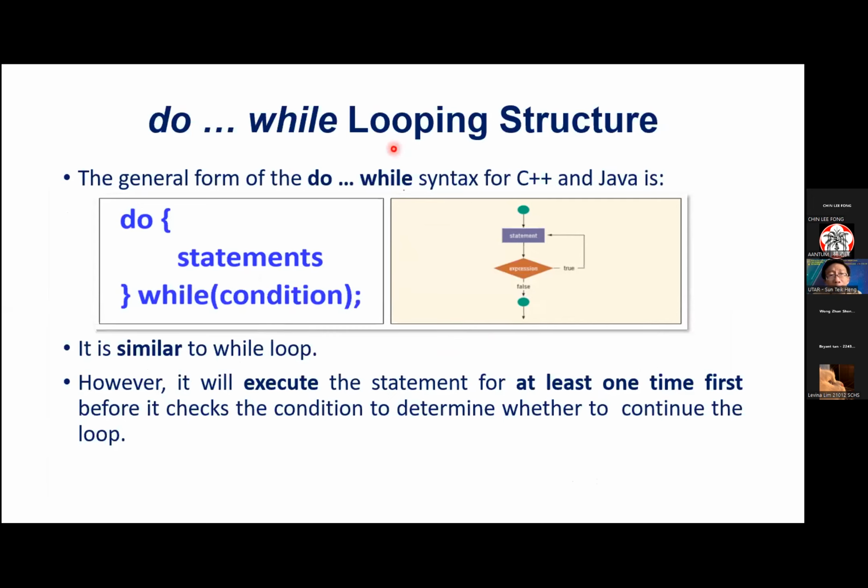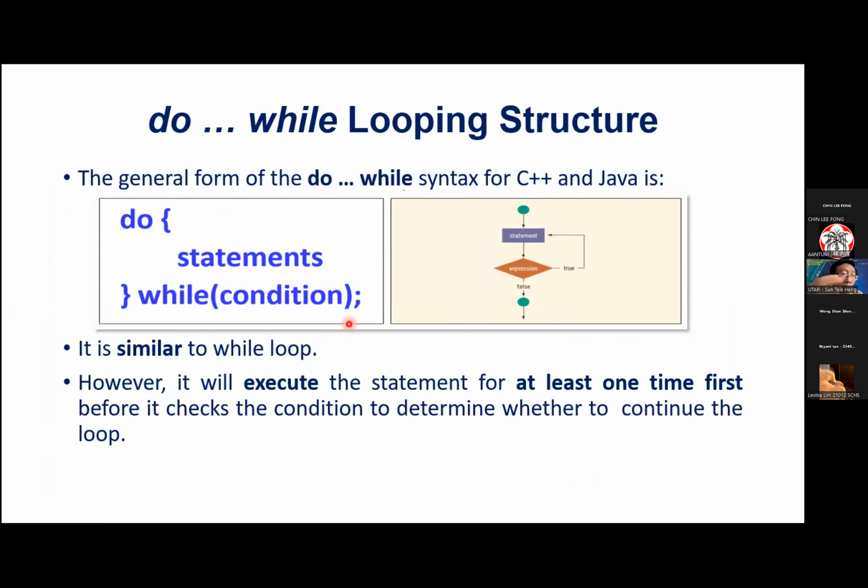Now, how about a do while loop? The difference between this while loop and the do while loop is that the do while loop will allow you to straight away execute the statements. After you have executed the statements, then only you check for the condition. So that's the difference between a do while loop and the while loop.